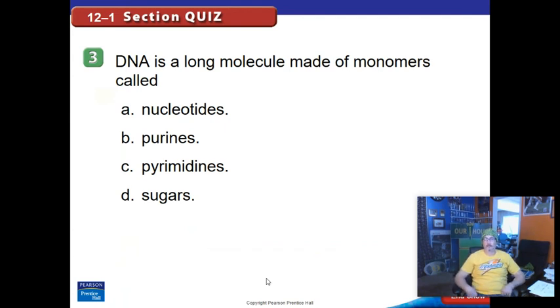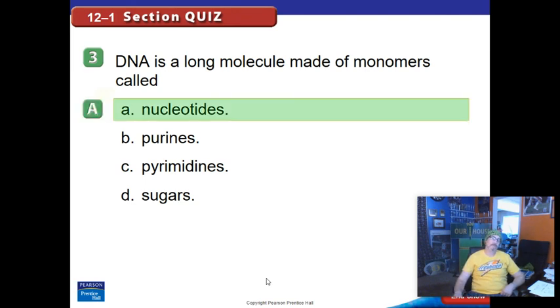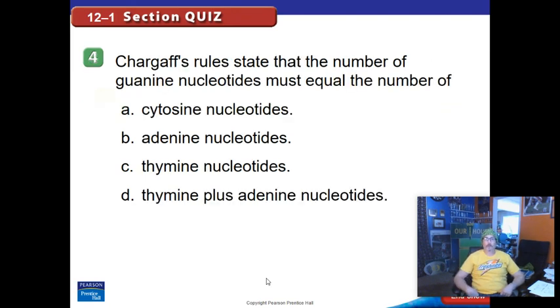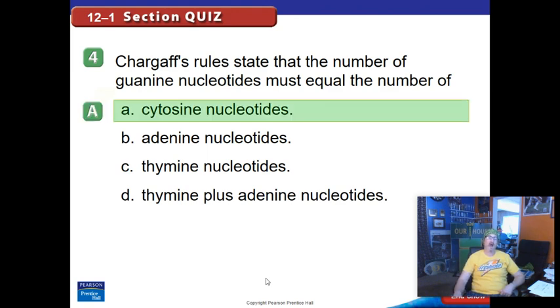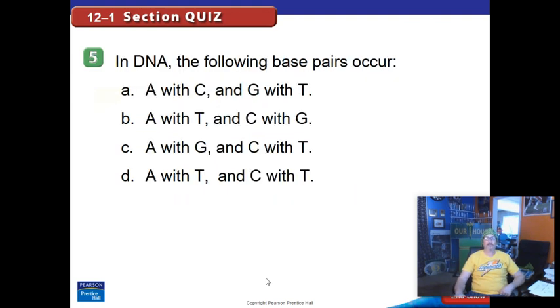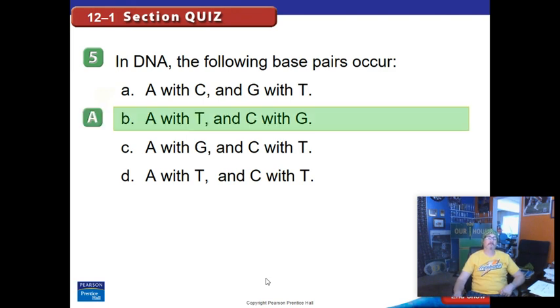DNA is a long molecule. What are the monomers of DNA called? Yep, they're called nucleotides. Chargaff's rules state that the number of guanine nucleotides must equal the number of cytosine. G always bonds with, yep, cytosine. Last one, what are base pairing? What goes with what always? Yep, A and T, C and G.